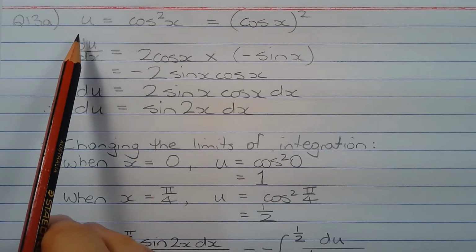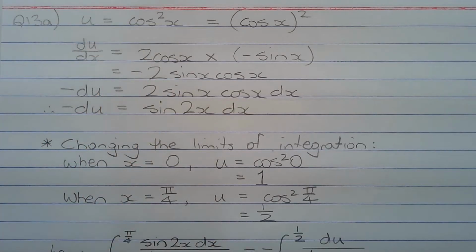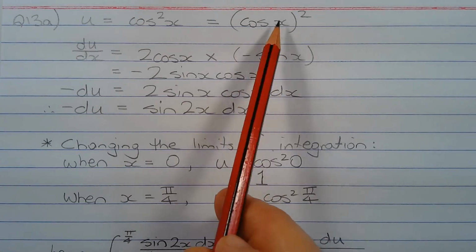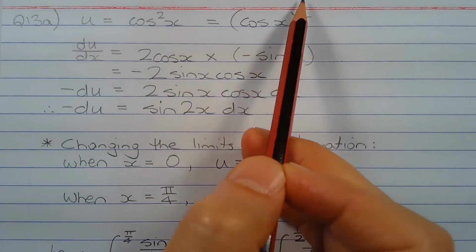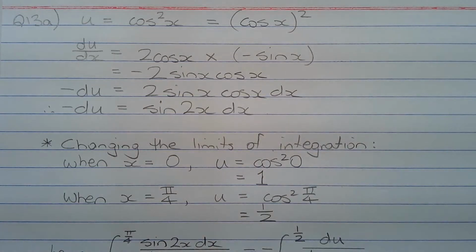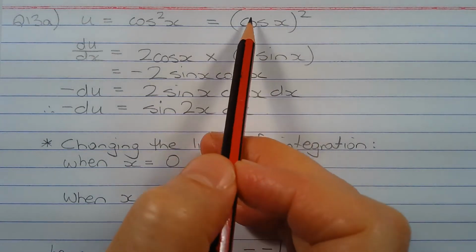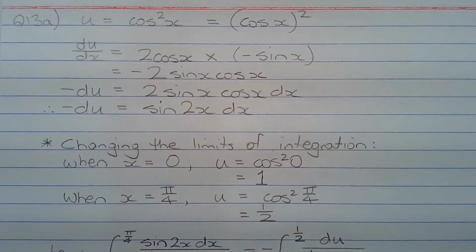Starting with the substitution u equals cos squared x, we could rewrite the substitution as u equals cos of x all squared to make the differentiation a little clearer. Now we have a composite function, which means the chain rule will need to be applied. So we find the derivative of the outer function, which is the squared function, and we multiply that by the derivative of the inner function, which is cos of x.